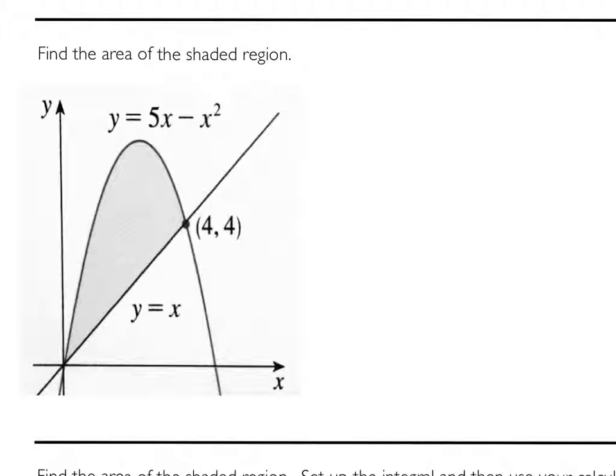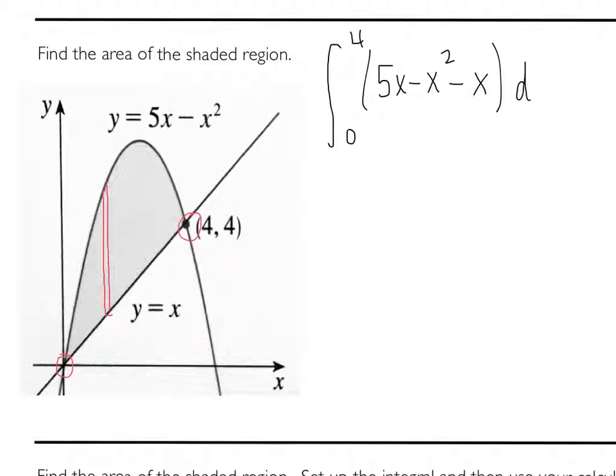Okay, our last example is the area bounded between our quadratic and our linear. I'm going to draw on that representative rectangle. And you can see my rectangle is always bounded on the top by the quadratic and bounded on the bottom by the linear. Our limits of integration are already given to us. If you don't know the points of intersection, you need to find the points of intersection. So we're going to set up our integral from 0 to 4. The height of our rectangle is 5x minus x squared minus x, and our width is dx.